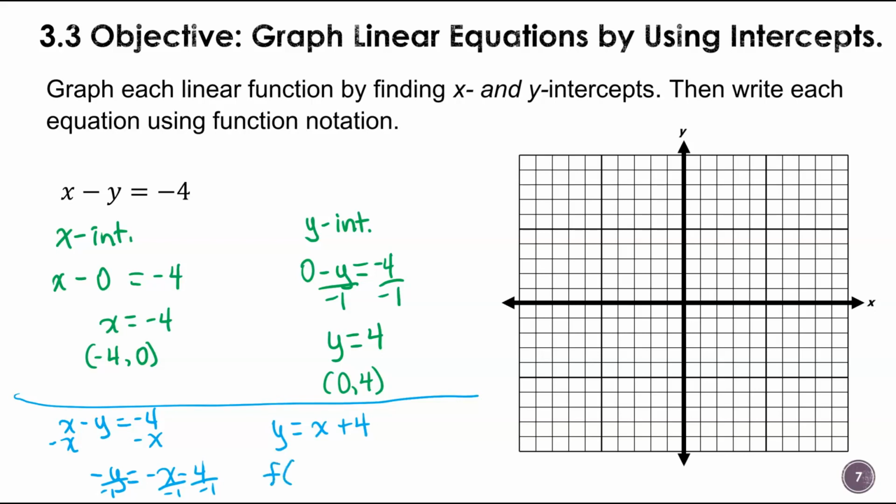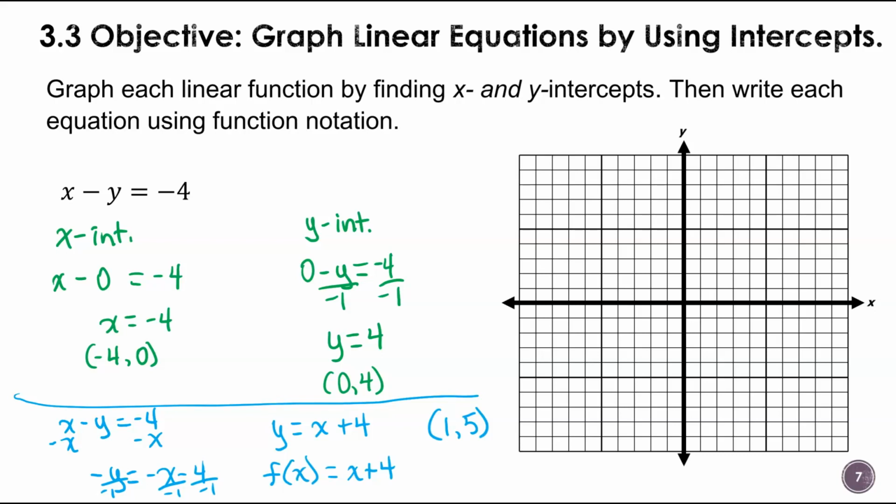Function notation says I have to replace that y with f of x. And then you can see it would be super easy to find a third point. Now, if you find the third point after you've solved the equation and put it in function notation and it's not right, then it probably means you solved the equation incorrectly. Let's just use something easy. If I put in a 1 for x, 1 plus 4 is 5. So here's a nice checkpoint. I'll go at 1, 5.